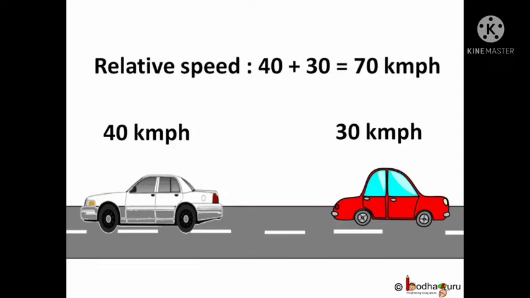Now see, the white car is moving with 40 kilometers per hour, and the red car is also moving with the same speed, 30 km per hour, but they are moving in opposite directions. One car, the white car, is going to the left, and the red car is moving towards the right side. Now what is the relative speed? You have to add both speeds, that is 40 plus 30 equals 70 kilometers per hour.